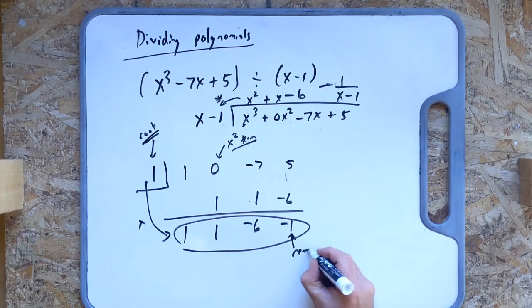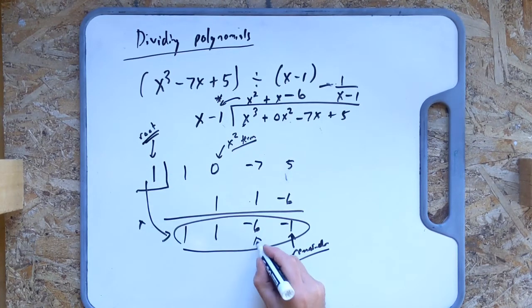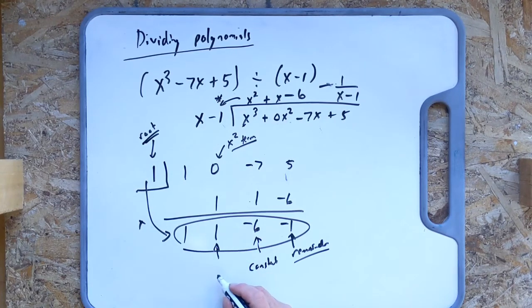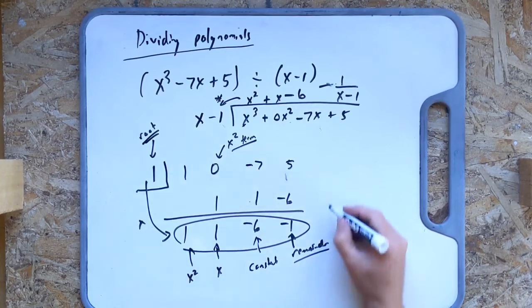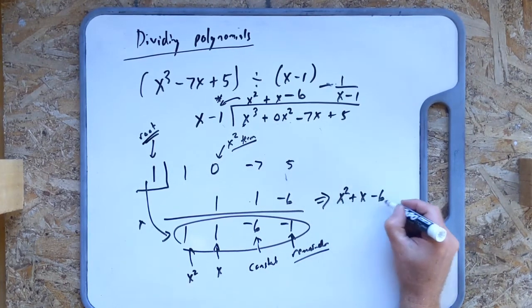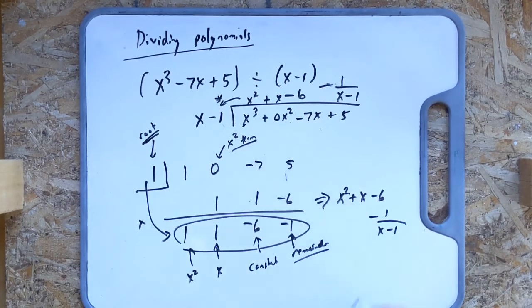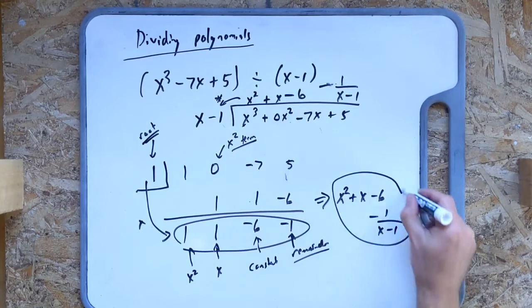This is the remainder, the last term, and again, a very common error is to make that the constant term, for example. The next one to the left is the constant. Then this is the x term. This is the x squared term. So therefore we get x squared plus 1x minus 6 minus 1 over x minus 1. And you get exactly the same answer.